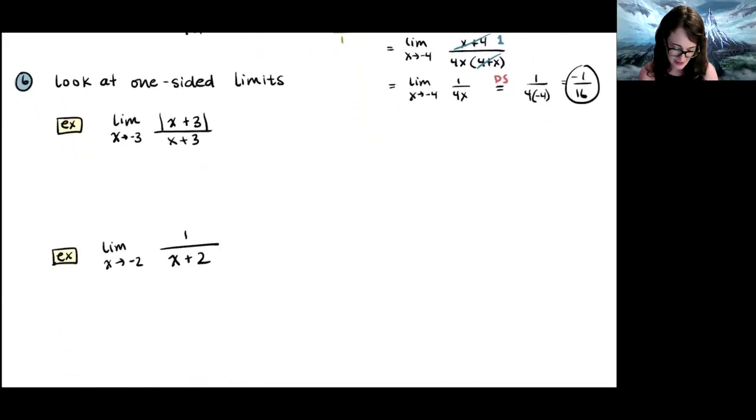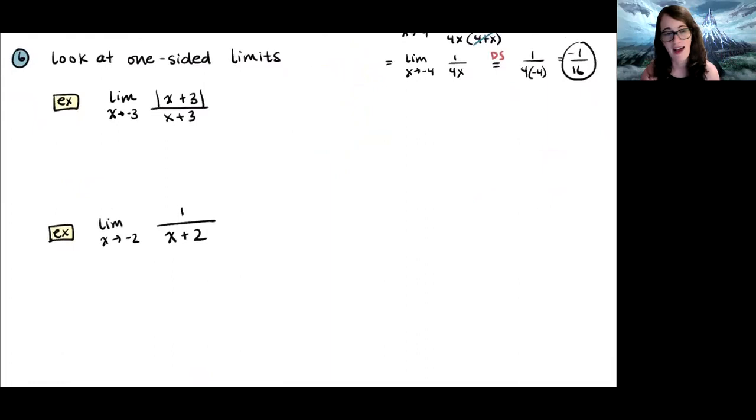All right, our last case here, or our last kind of strategy, or our last type of limit that we could see is when we might want to look at one-sided limits. So I'd say this is a not algebraic technique, and this is really the only time where you want to resort to a table. This is the only time where you don't really necessarily want to use algebra.